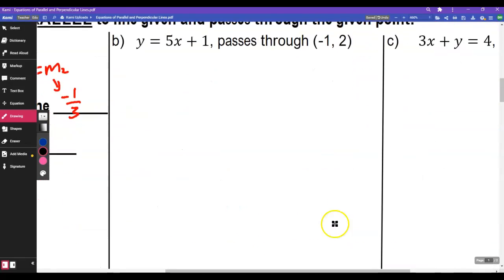Okay, so a few of these. Identify the slope. The parallel slope, of course, for here will be the same. It needs to go through -1, 2. M is always slope, yep.